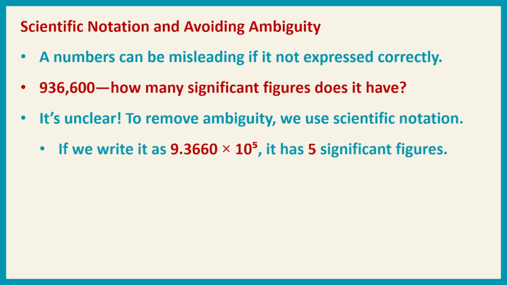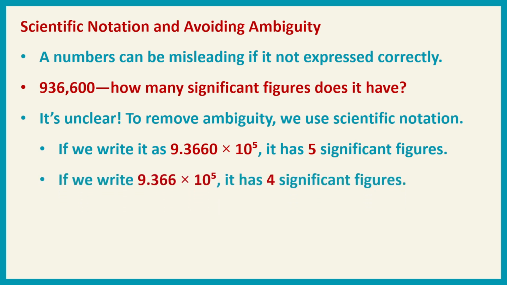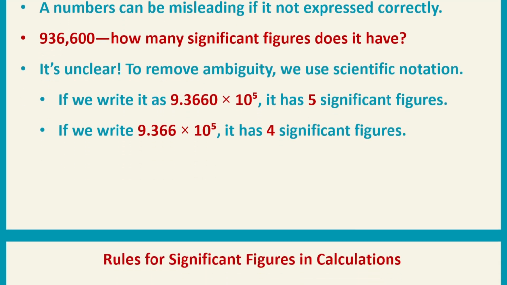If we write it as 9.3660 × 10^5, it has 5 significant figures. However, if we write 9.366 × 10^5, it will have 4 significant figures. This method ensures clarity in reporting values.